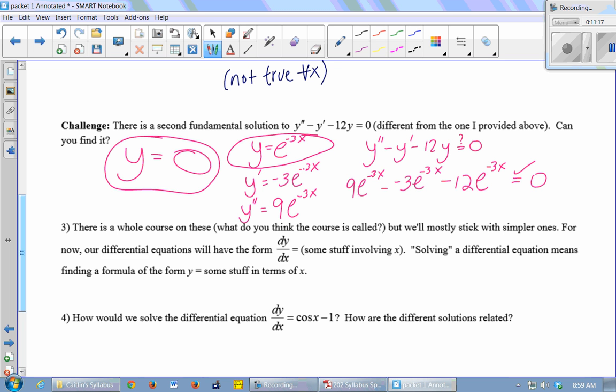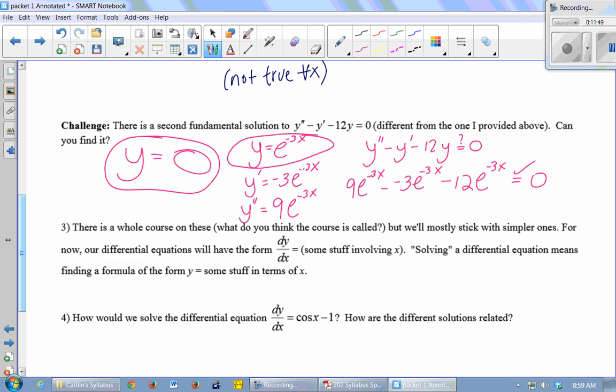There's a whole course on these, Math 204. What do you think the course is called? Math 204, Differential Equations. Yeah. But mostly we're going to stick with some simpler ones. For now, our differential equations will have the form dy dx equals some stuff with x's in it. Okay, so this was a relatively complicated differential equation. We're going to stick with some simpler ones that we have the tools to solve right now.